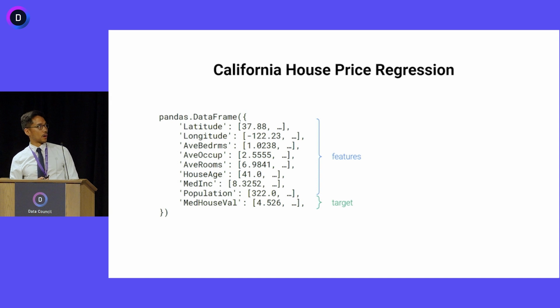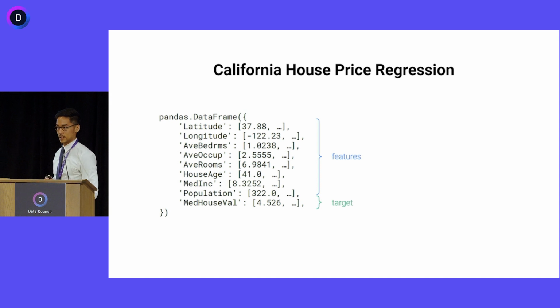So let's return to our California house price data set. We're going to formulate a regression problem here with a target of median house value at the very bottom, and with all the other variables as features.